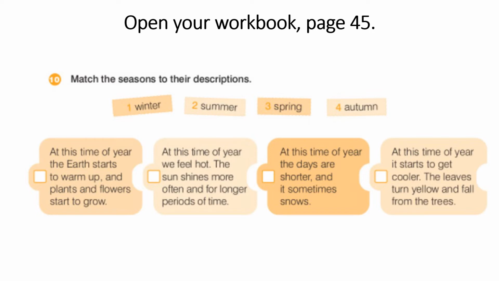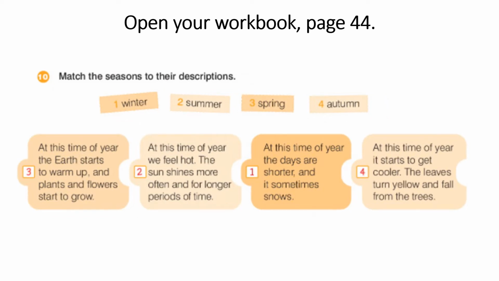Number 3, treće. At this time of year, the days are shorter and it sometimes snows. U ovo doba godine dani su kraći i ponekad snježi. At this time of year, it starts to get cooler. Počinje biti hladno u ovo doba godine. The leaves turn yellow and fall from the trees. Lišće postane žuto i pada s drveća. Pokušaj spojiti brojevima. Try to match with numbers. And let's check. Number 1 is winter, number 2 is summer, number 3 is spring, and number 4 is autumn.